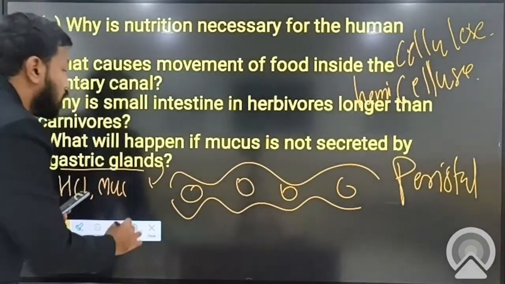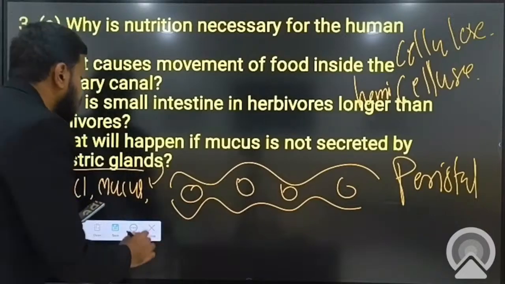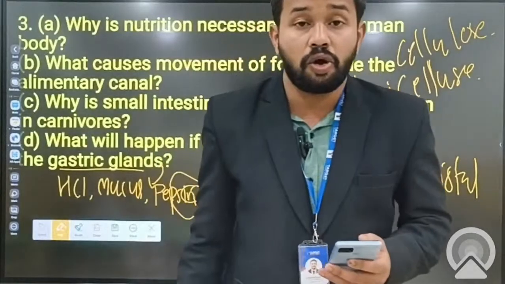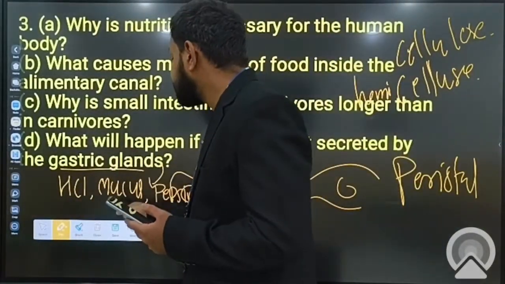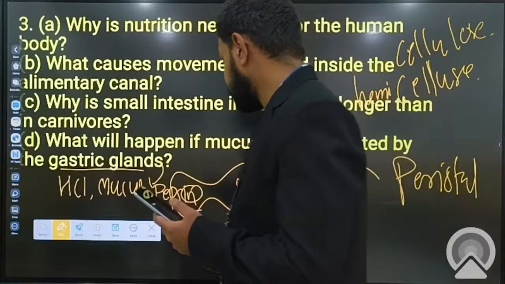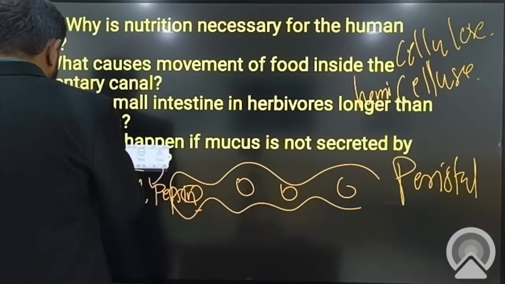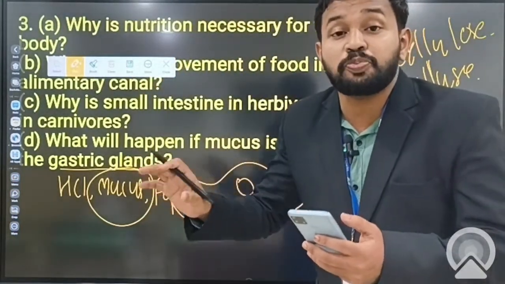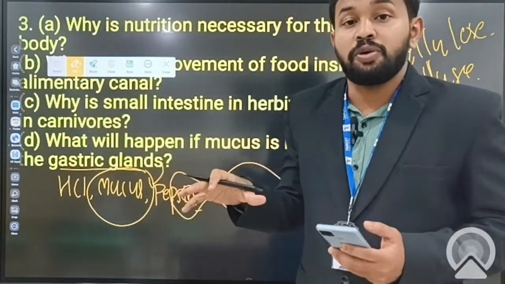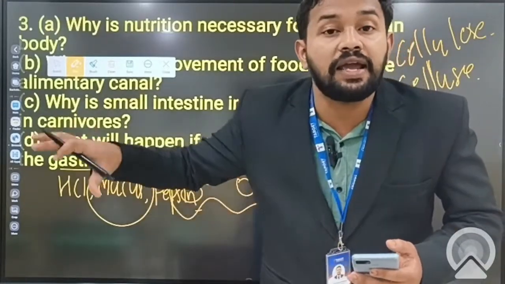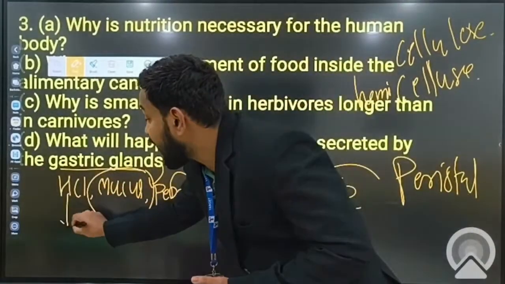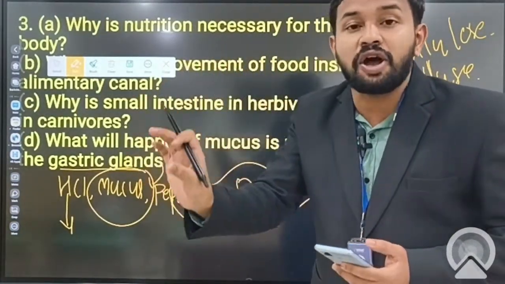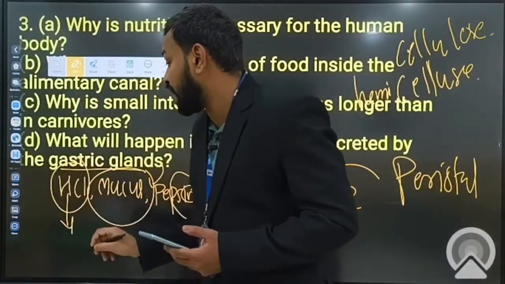And the second one is mucus. And the third one is pepsin. That is HCl, mucus and pepsin. Here we are discussing mucus. Mucus protects the inner lining of the stomach from the acidic action of HCl.